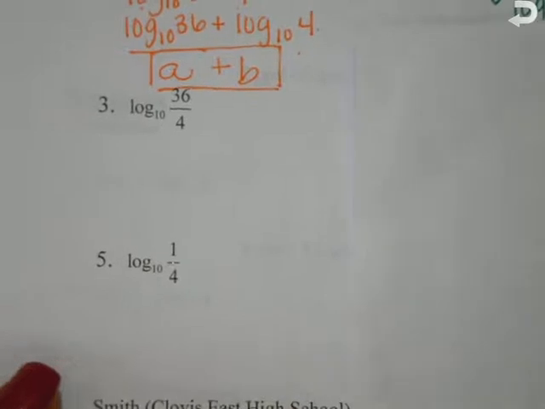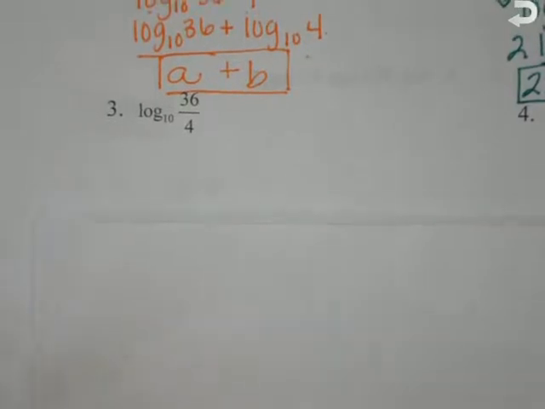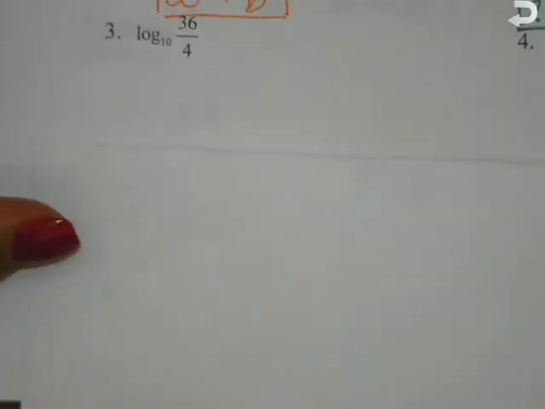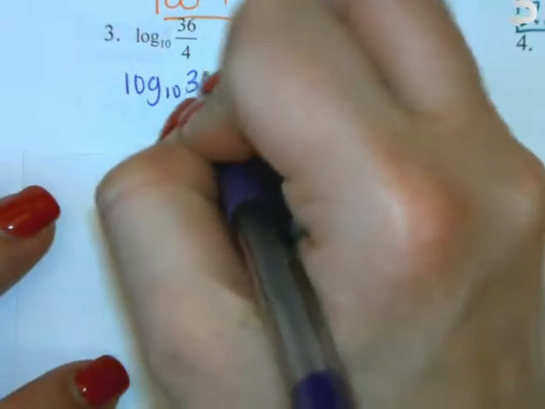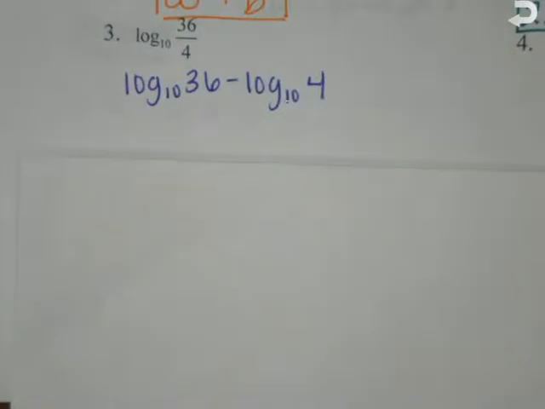So number 3. Log base 10 of 36 over 4. Do we have to manipulate any of the numbers here? No, but before we can substitute, what do we have to do? Separate these. Which rule is this one, guys? Subtraction. So this is going to be log base 10 of 36 minus log base 10 of 4. Does the order matter? What do you think? Yeah. Why? Because it's subtraction.